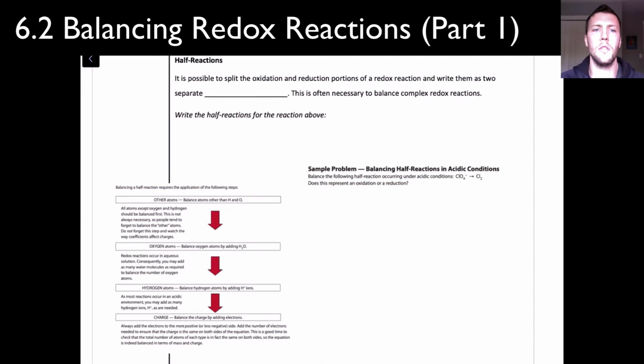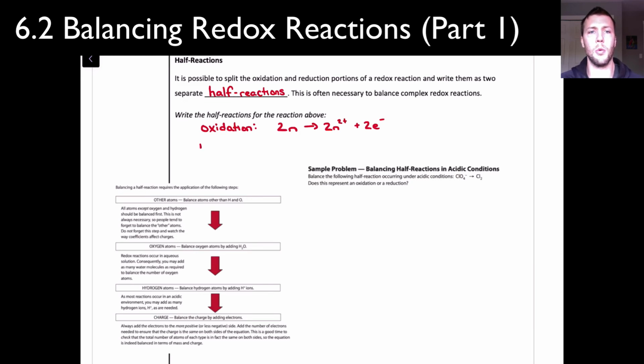It is possible to split the oxidation and reduction portions of a redox reaction and write them as 2 separate half reactions. This is often necessary to balance complex redox reactions. If we look at the reaction above, the oxidation portion was when zinc in its elemental form was oxidized to zinc 2+ ion. In order to do that, it must have released 2 electrons.